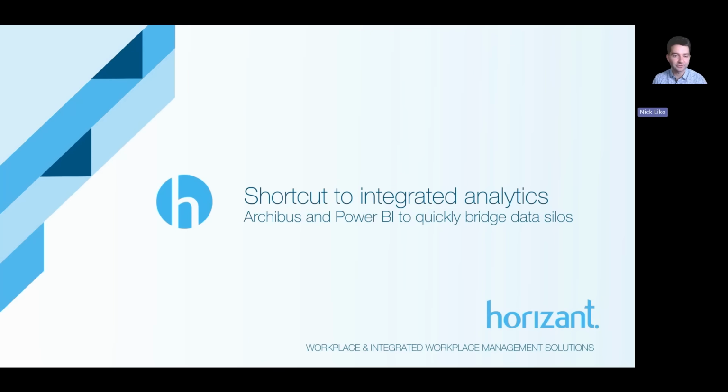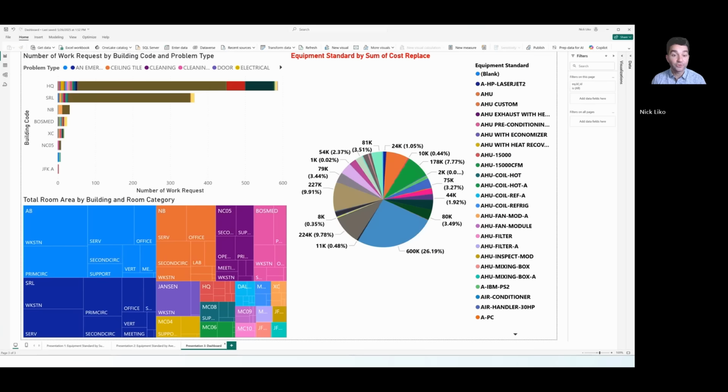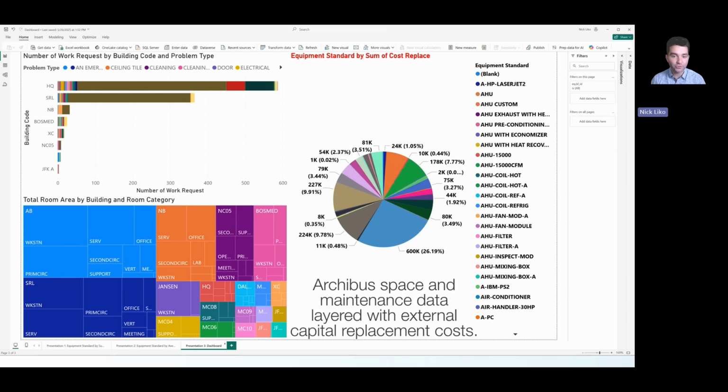In many organizations, data lives in silos: space planning in one system, maintenance in another, and capital planning somewhere else. But what if you could unify that data into one powerful visual story and see a complete picture of your operations and costs? With Archibus integrated into Power BI, you can bridge those silos and unlock insights that were previously buried in disconnected systems or inaccessible to users outside of a particular specialization.